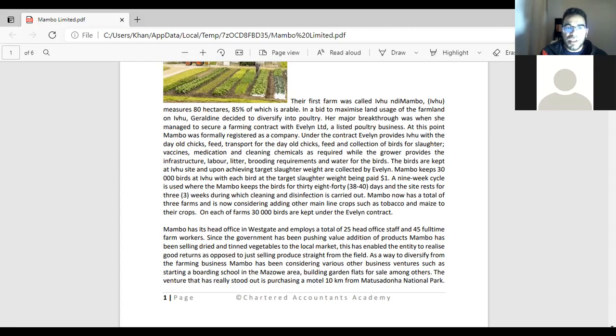You also understand that they were mainly into crops and they wanted to diversify into poultry. The way they diversified into poultry was to negotiate some kind of partnership arrangement with a poultry company. So the listed poultry company does some aspects of the whole poultry arrangement, and Ivu does certain aspects.